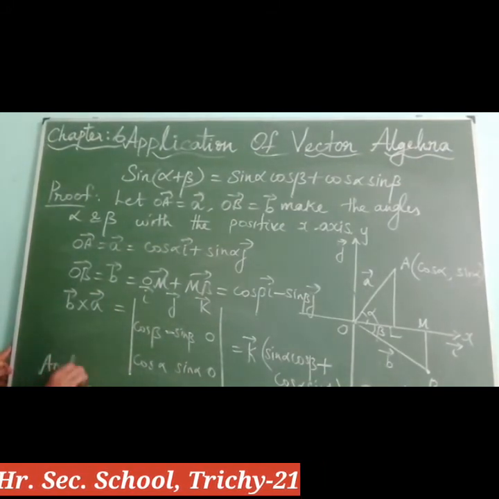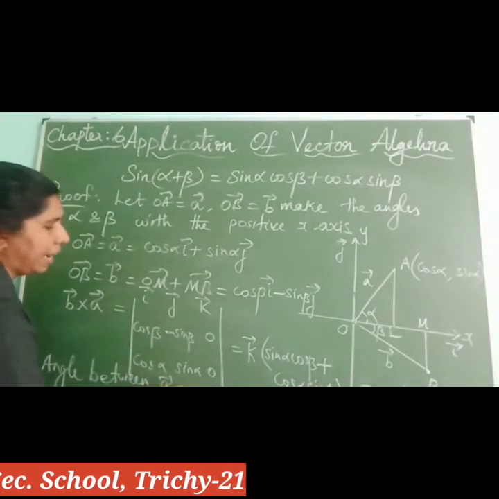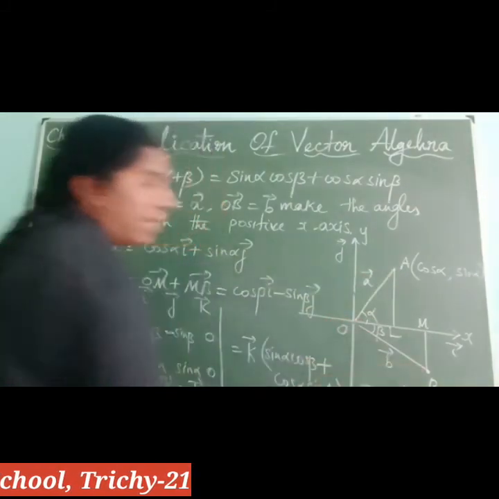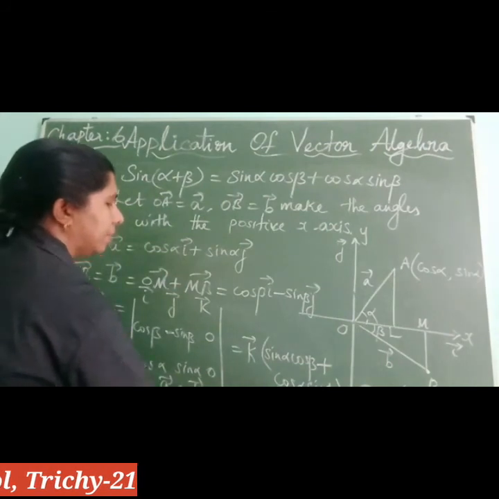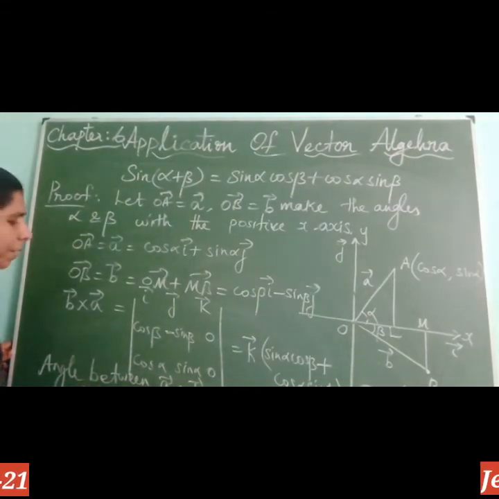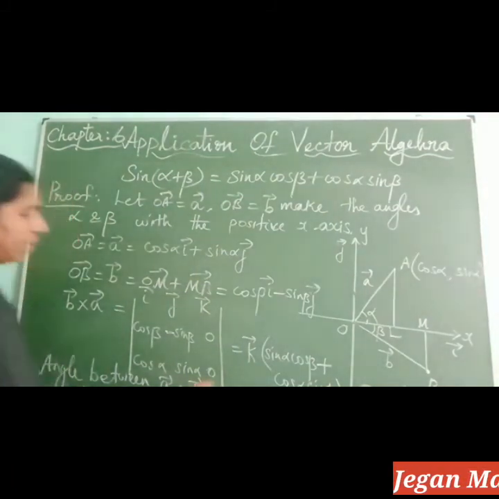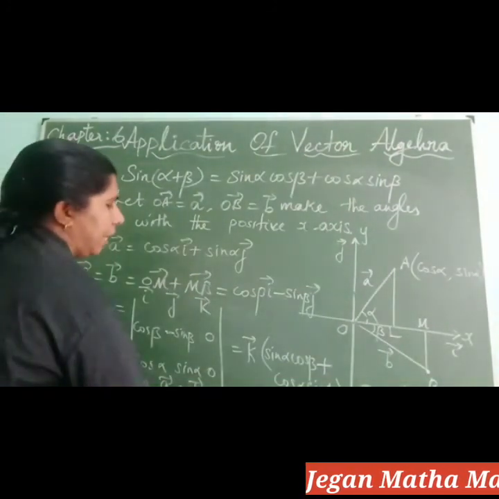The angle between A and B, the angle between vector A and vector B, is alpha plus beta. Therefore, by the definition of the cross product, B cross A can be written as modulus of B, modulus of A, sin theta, n cap. Here that is sin(alpha plus beta) k vector.